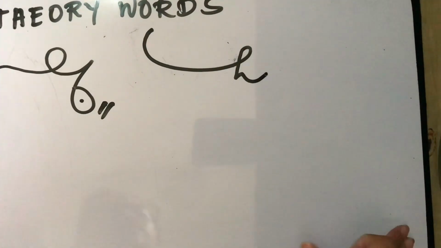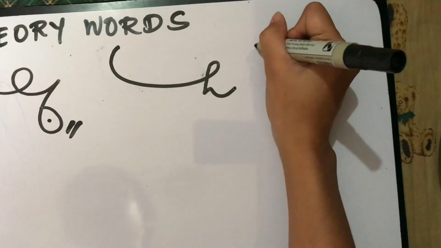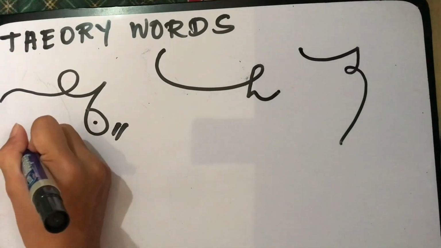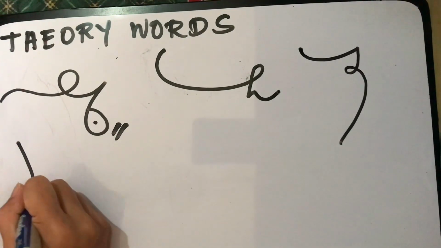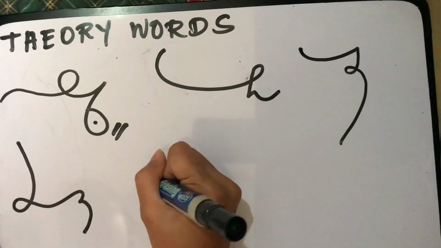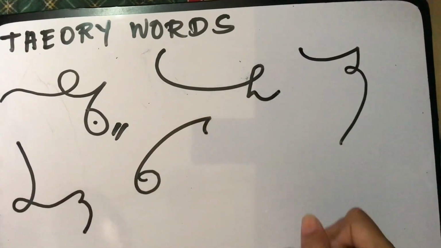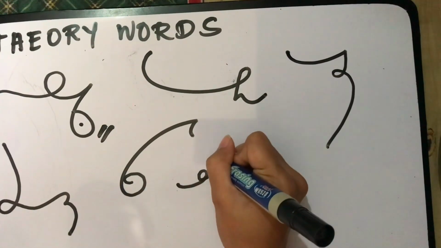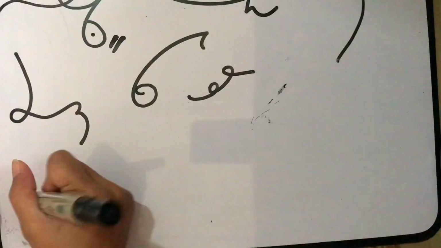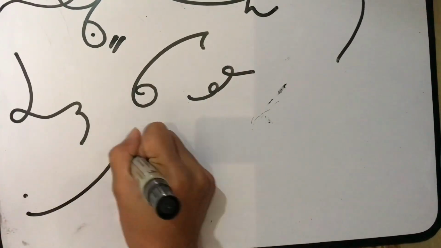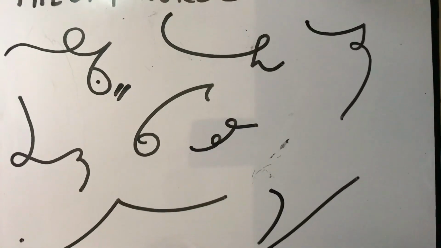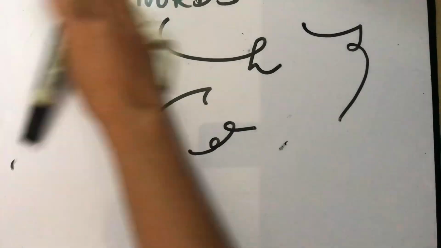Next, we have receive. Next, we have various. Items. Return. Handle. And forward. So those are the words in theory words.